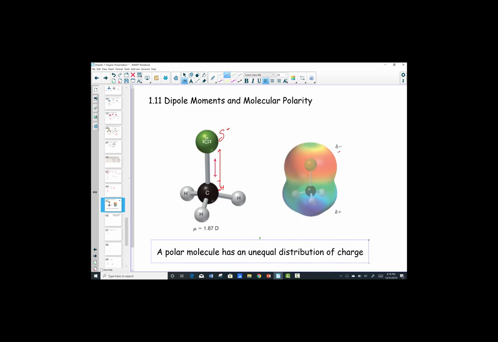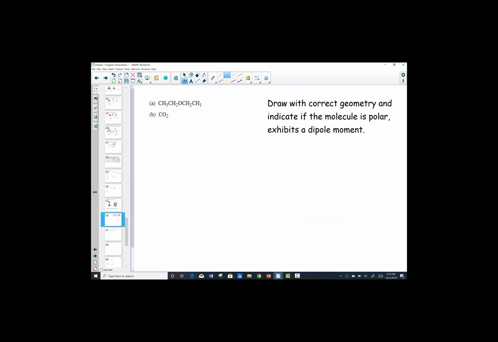The more negative region we can see, the more red it comes out in this diagram, and the more electron deficient comes out with blues. So this is what we refer to as a polar molecule, where we have an unequal distribution of charge. When I look at some examples, let's look at letter A.